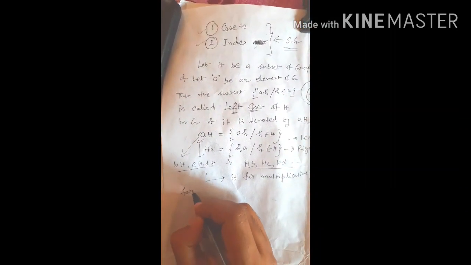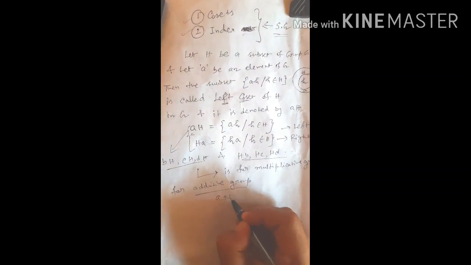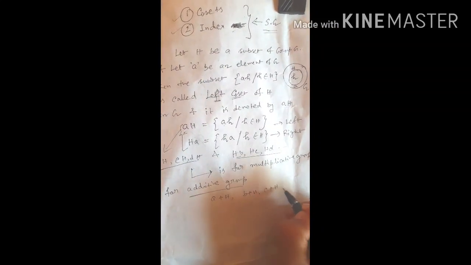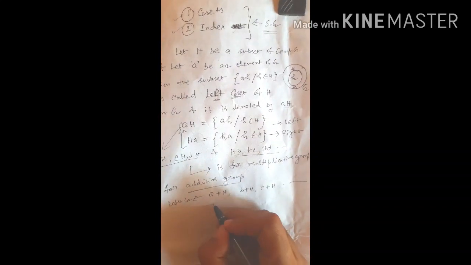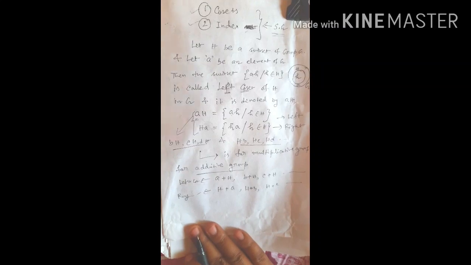But for an additive group, where the group operation is addition, we have left cosets like a plus H, b plus H, c plus H, etc. And right cosets are like H plus a, H plus b, H plus c, and so on. This is the main concept of coset.